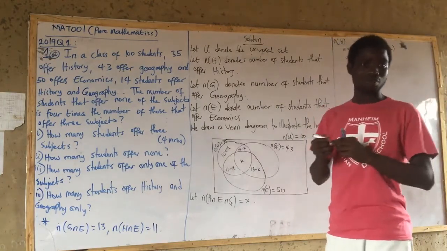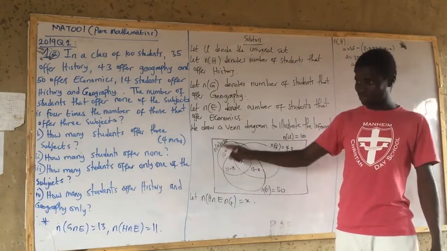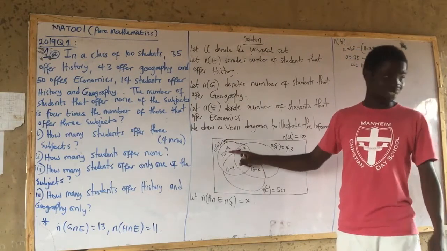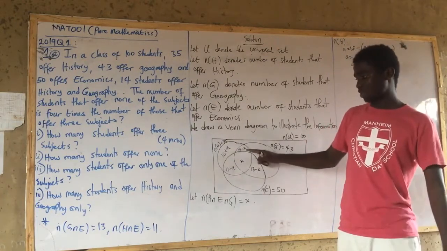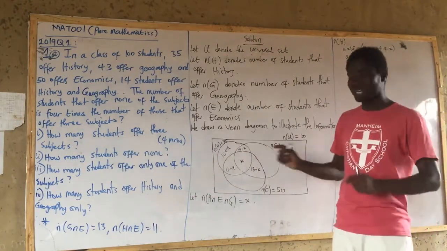You need to do this now. Pay attention to what I have done. For this first circle, everything that must be here must be 35. So if you add everything here now, see, minus x plus x is 0, x minus x is 0. If you do 10 plus 11 plus 14, you will get 35. That's what I'm trying to say.